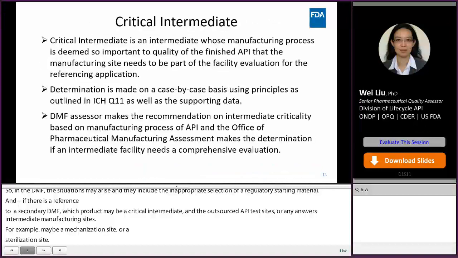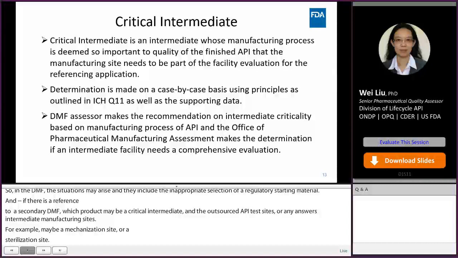Thanks. Hello everyone. This is Wei Liu from Division of Lifecycle API. Now we are going to discuss how to evaluate whether an intermediate in your manufacturing process is critical or not. A critical intermediate is an intermediate whose manufacturing process is considered so important to the quality of the final drug substance, so its manufacturer site needs to be part of the facility evaluation for the drug product application.